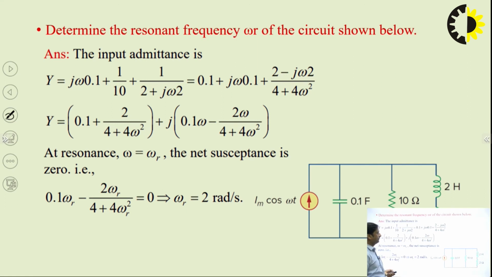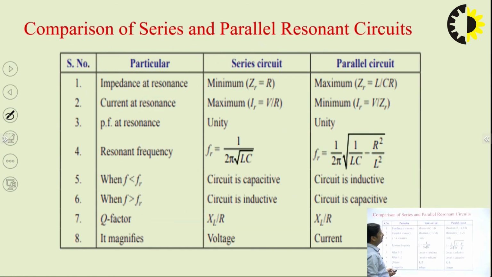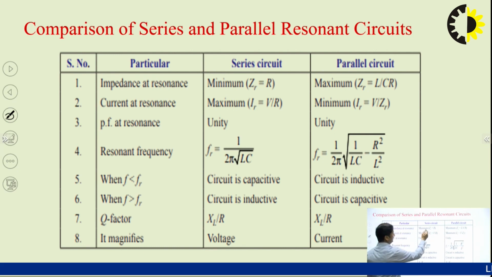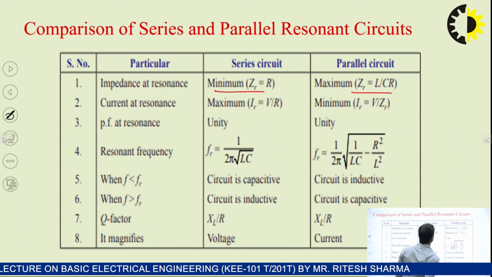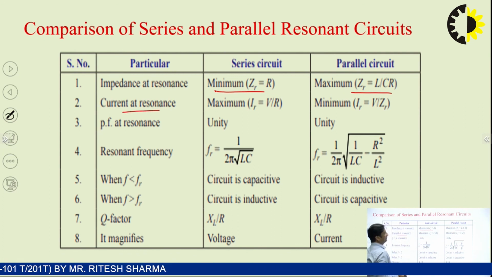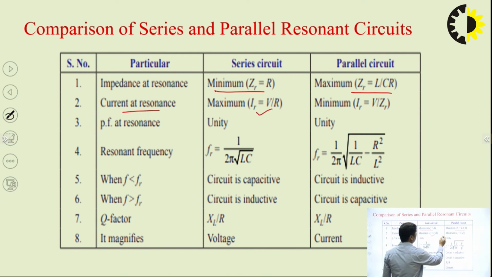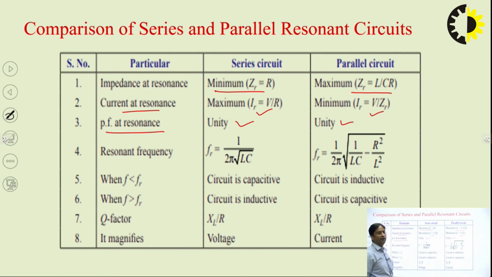So these are some numericals we can solve. Now the important part is how we can compare it. When we compare the two, in case of impedance at resonance, in series it is minimum, while in parallel it is maximum. Current, of course, in series circuit is always maximum, and in parallel it is minimum. Power factor at resonance is unity in both series and parallel. Resonance frequency is given by this in series, and in case of parallel it is given by this. The formula is different actually.